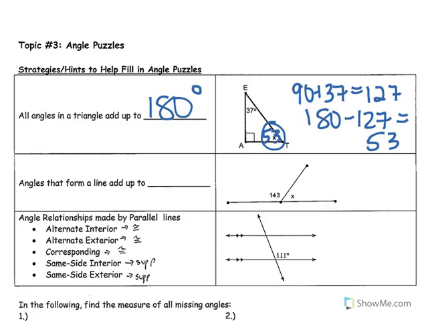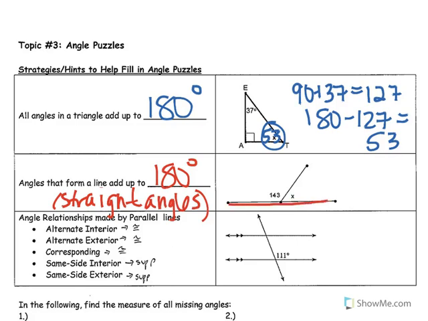The other hint and strategy that I want you to use is that angles that form a line add up to 180. Really, we're looking at the straight angles that you have in your pictures. So if I'm looking at this picture here, this is my straight angle. These two angles together, x and 143, add up to 180. So I can do 180 minus 143, and that gets me 37. That means angle x had to be 37.